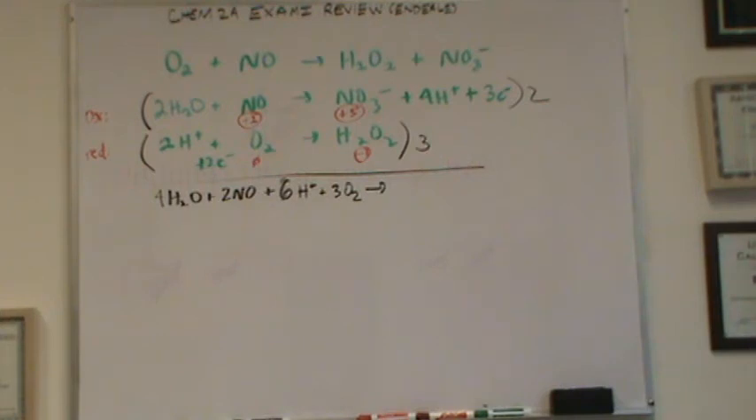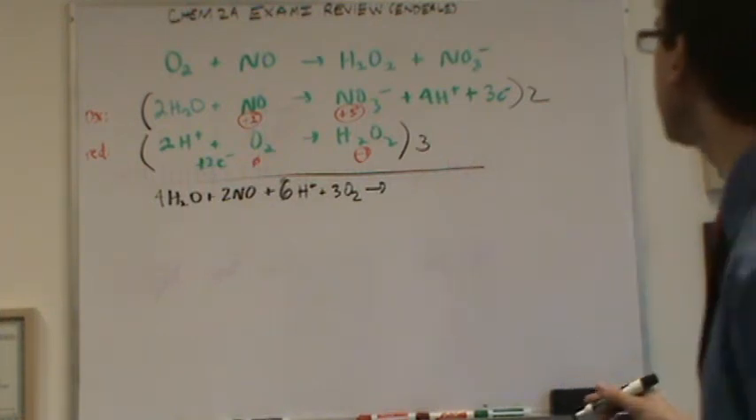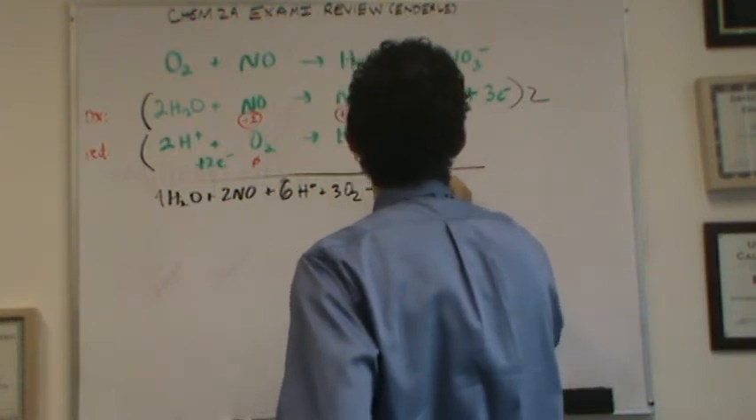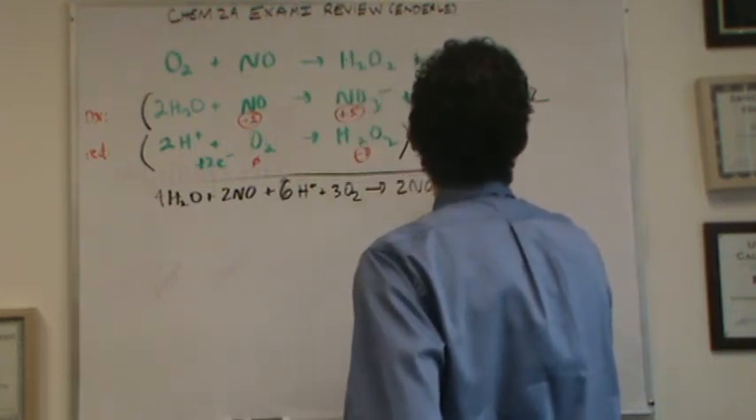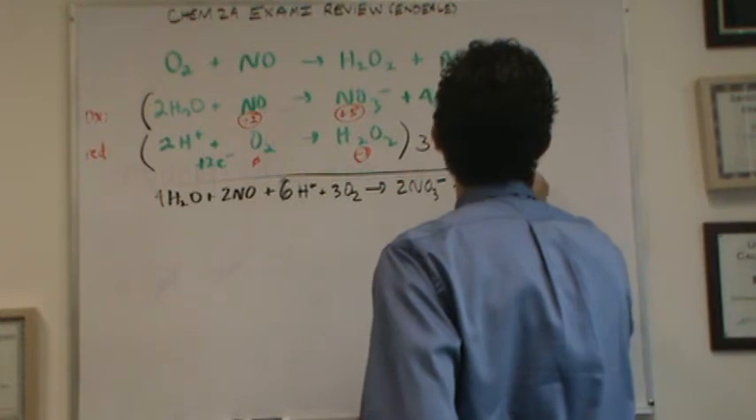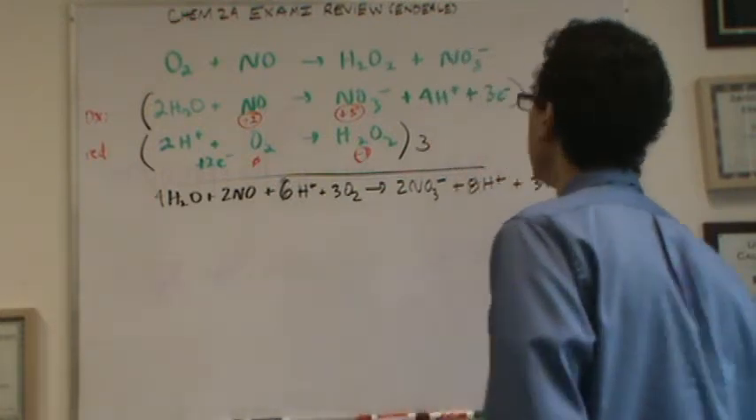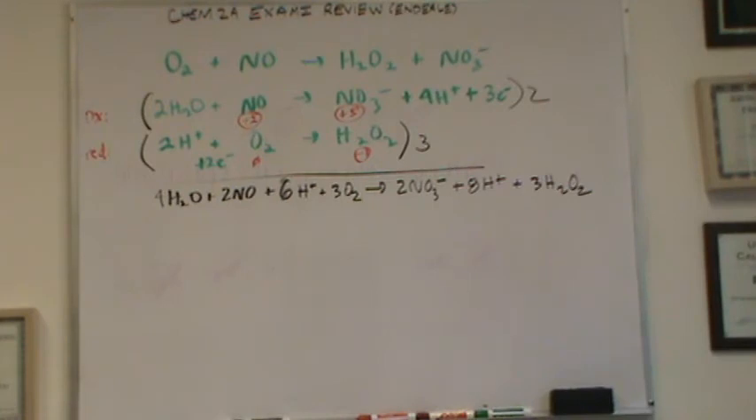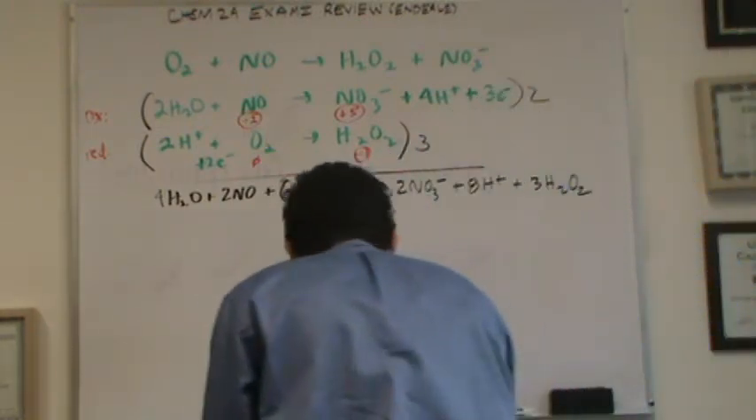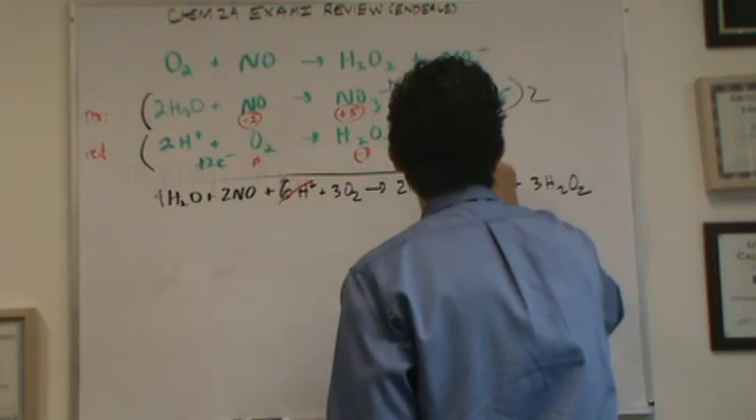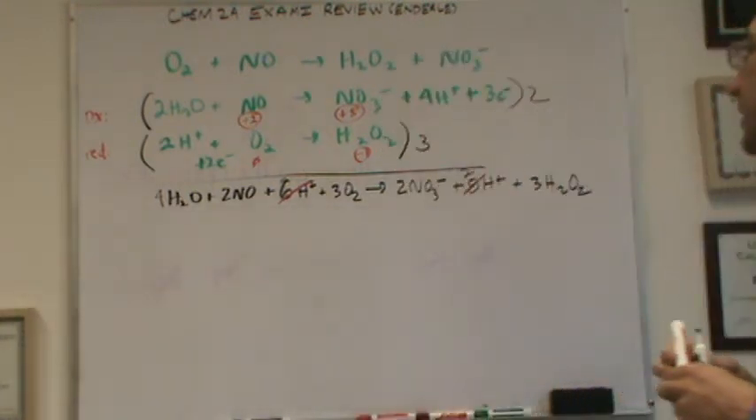Now I'm going to move over to all the products, if I haven't made a math mistake. On the products, we've got 2 nitrate ions plus 8 H plus 3 H2O2. Fantastic. Now let's see if anything cancels from both sides. H plus does. There's 6 here, and there's 8 here, so that leaves 2 H plus on the right hand side.